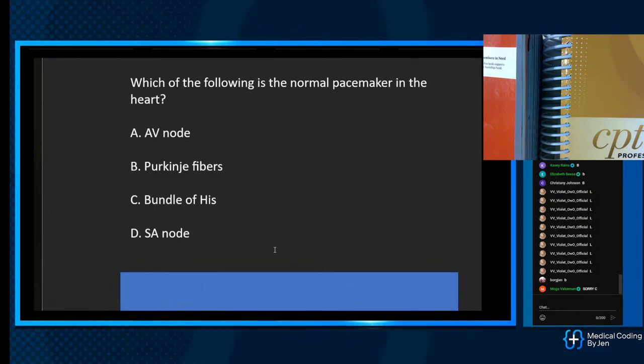Which of the following is a normal pacemaker in the heart? Which one is our normal pacemaker? AV node, SA node, the whatever fibers, or a bundle of His?